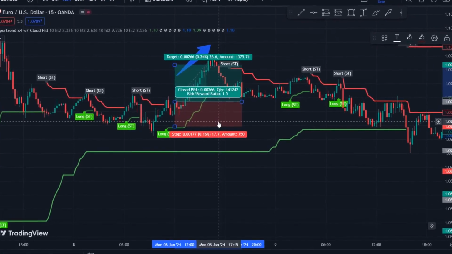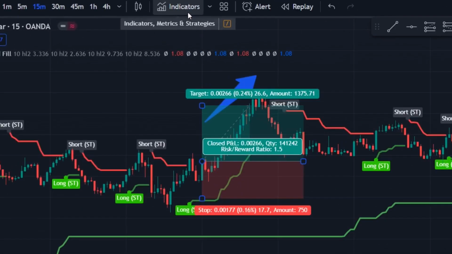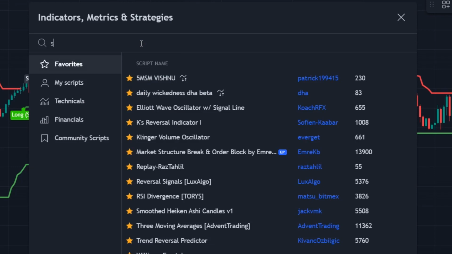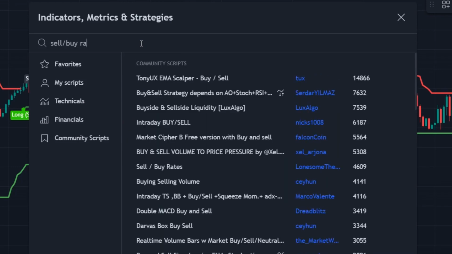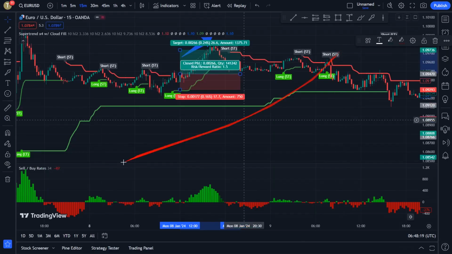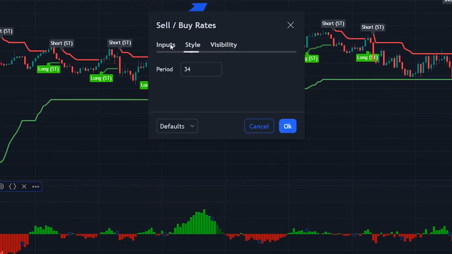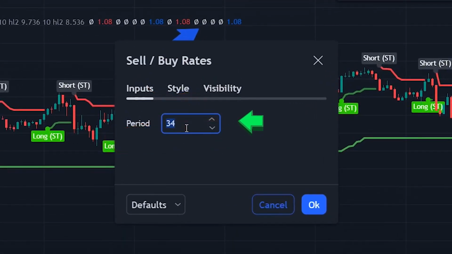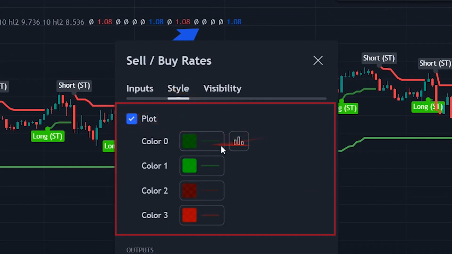Now let's add the second indicator to the chart to refine this strategy. For this, go to the indicator tab and search for buy and sell rates. When you find it, click on it. Now go to the settings. In the input tab, change the period to 200 and make sure that the plot section is set to area in the style tab.